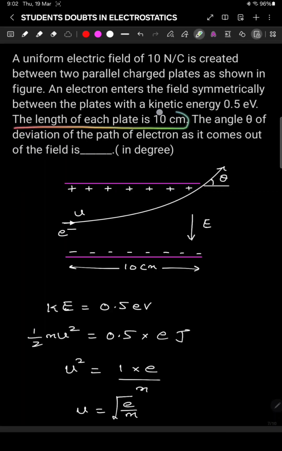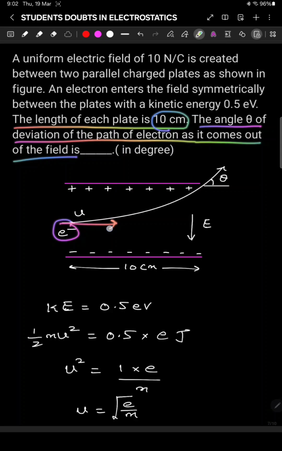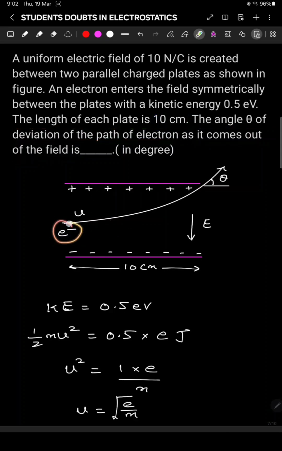Length of each plate is given as 10 centimeters. We need the angle theta of deviation of the path of the electron as it comes out of the field. As the electron moves like this, since it is a negative charge, the force will be opposite to the electric field. Then the acceleration also will be eE by m, opposite to the electric field. Due to that acceleration, it will undergo a parabolic path like this. As it comes out of the field, you are asked to find how much angle it got deviated.